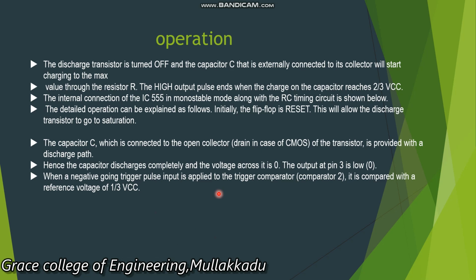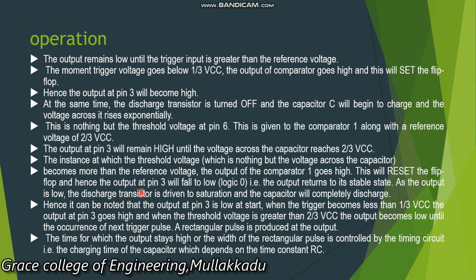When the negative going pulse is given to the comparator circuit, it is compared with the reference voltage 1/3 VCC, and the output is low until the trigger input is greater than the reference voltage. At the moment when it crosses 1/3 VCC, the output will be high and the flip-flop will be in the set mode. Therefore we get high at the output pin, and at the same time the capacitance charges. The discharge transistor is turned off and the capacitance will charge to the voltage VCC.